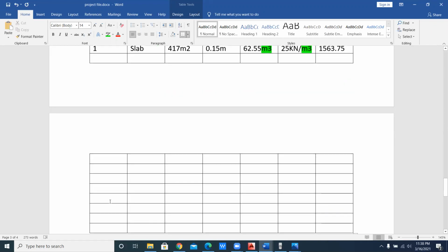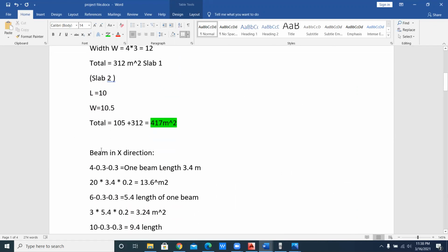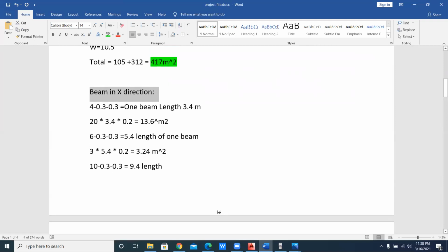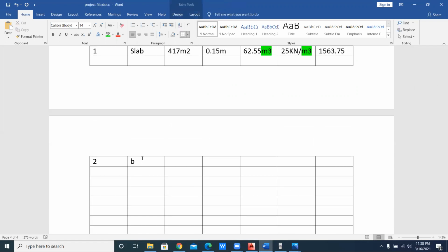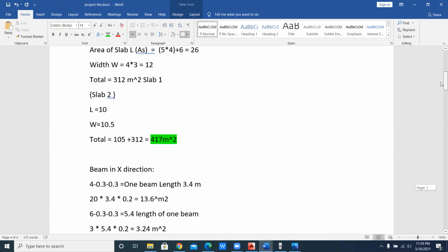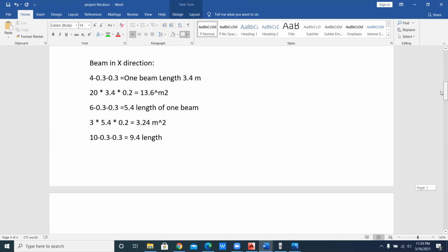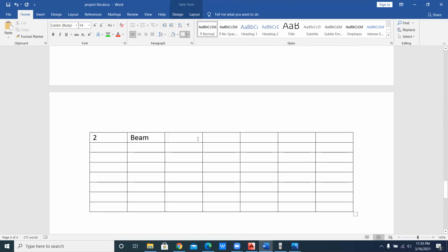So what is the other parameter? The other parameter you have to find, you have to go upward and find, was actually the beam. That was the beam in x direction, and the secondary beam you also have to add here. First of all, you have the beam in x direction. So how much area for the beam? That is normally slab and beam, 9.4, total 18.72. Okay, this one is your total area for the beam, 18.72, that is meter square.